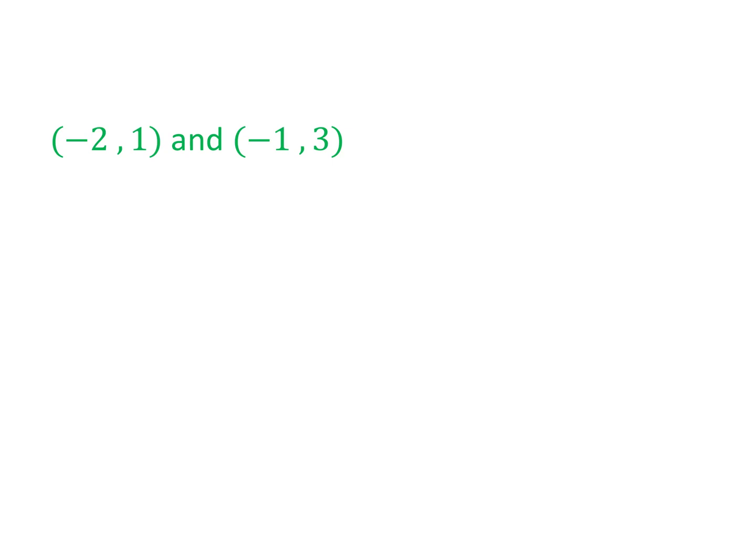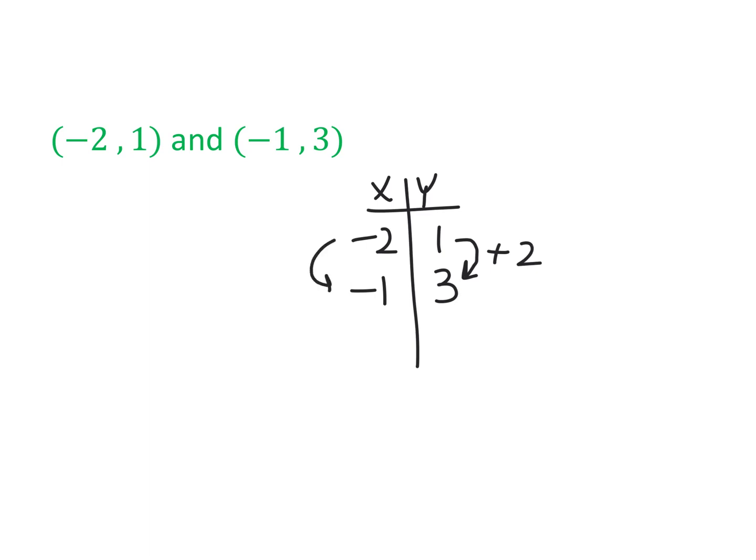I call this the table method. I make a table, X Y, I put one ordered pair, I put the next ordered pair, and then I see what the change is. So on the Y side, if I go from 1 to 3, how far did I go? I went up 2. On the X, how far did I go? I went up 1. It's the change in Y over the change in X. There we go. Exactly the same one I had before.